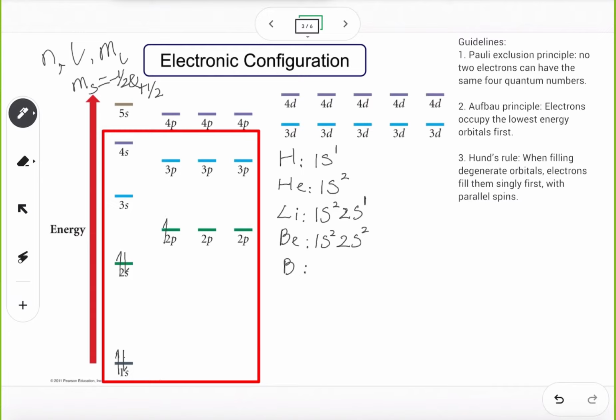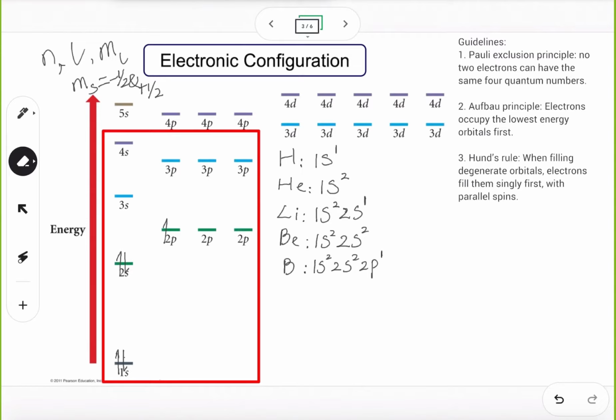Okay, so for boron, it's going to be 1s2, 2s2, and 2p1. Okay, 2p1, that means you have only 1 electron on the 2p orbital. Okay, that's the boron. All right, now the next element would be carbon.